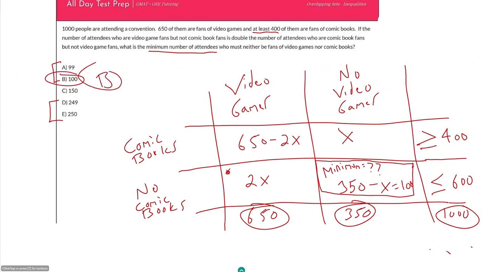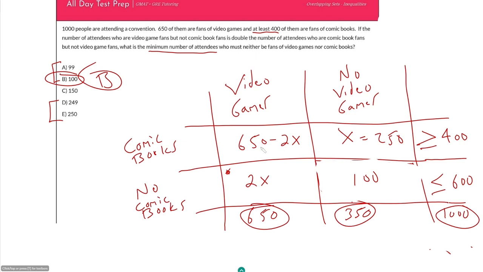B. Let's just check to make sure our table adds up. So if I put 100 here, this here is 250. So 650 minus 2X would be 650 minus 500, which is just 150. This here would be 500, 2X, or 2 times 250. So this adds up: 150 plus 500 is 650, 250 plus 100 is 350.